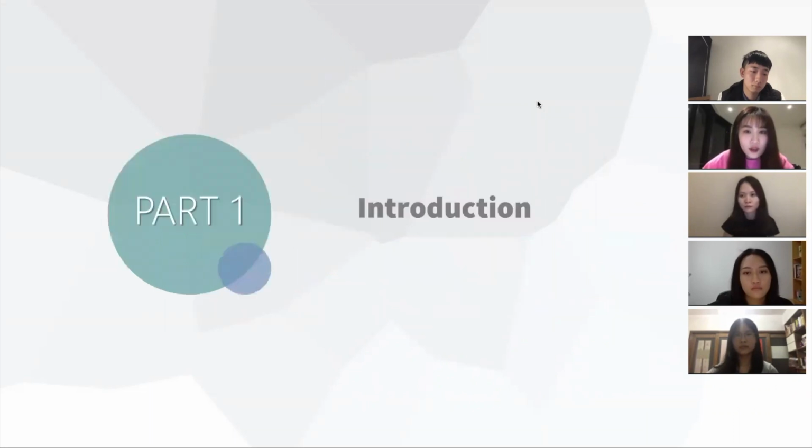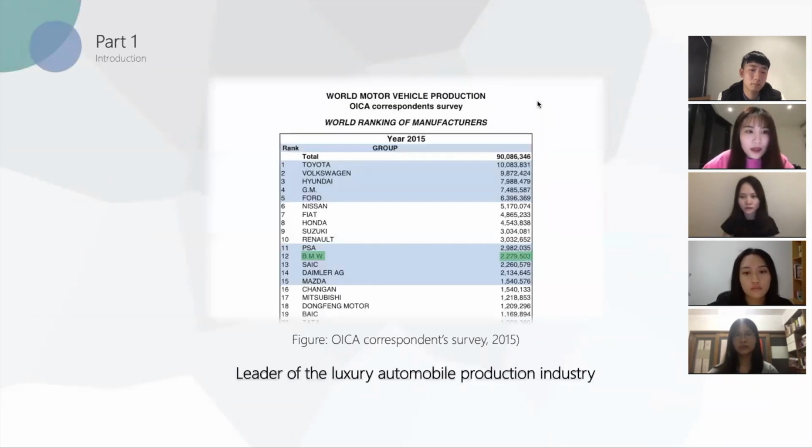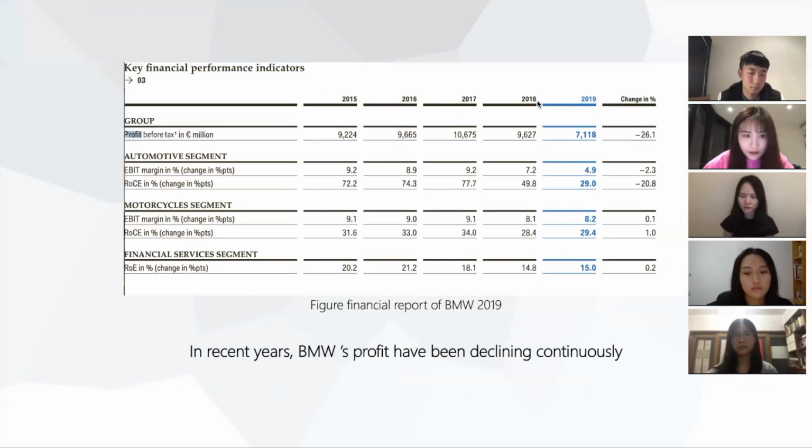Here goes the introduction first. BMW is a well-known automobile company which was established in 1916. As you can see from the figure, according to the OICA correspondence service back in 2015, BMW has already become the world's 12th largest producer of motor vehicles, with over 2 million vehicles produced.